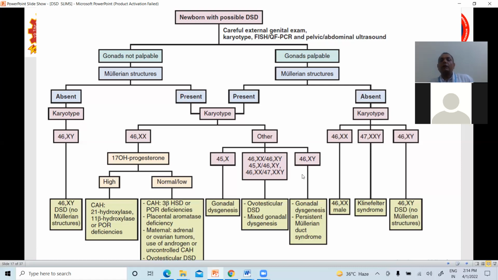In Klinefelter syndrome, one universal feature is mental retardation. Actually, the mental retardation increases with the dose of X chromosome. So if there is one extra X chromosome, mental retardation will be present; with two extra X chromosomes, mental retardation will be much higher. So this mental retardation depends upon the dose of the extra chromosome.